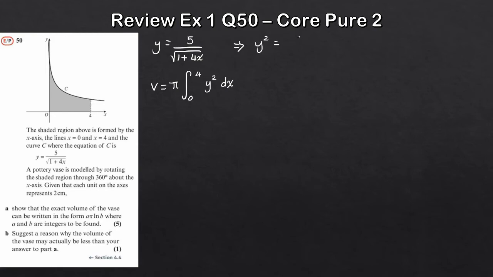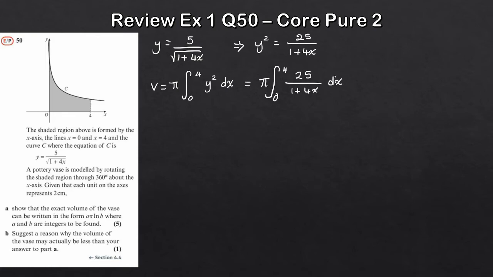So y squared is going to be 25 divided by, if you square this denominator, just using your rule of indices, you get 1 plus 4x. So what I'm doing now is pi times this integral from 0 to 4 of 25 over 1 plus 4x dx.